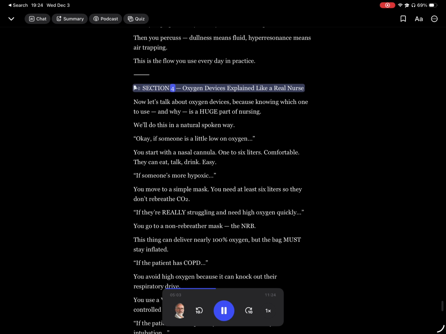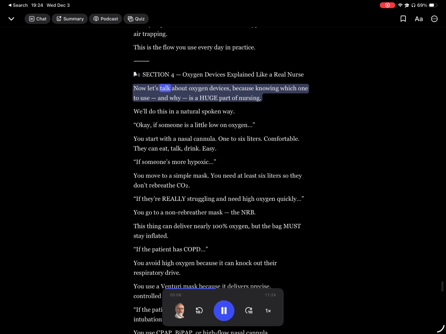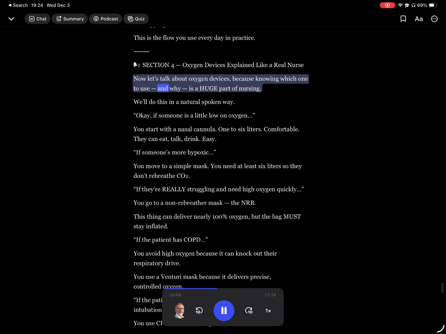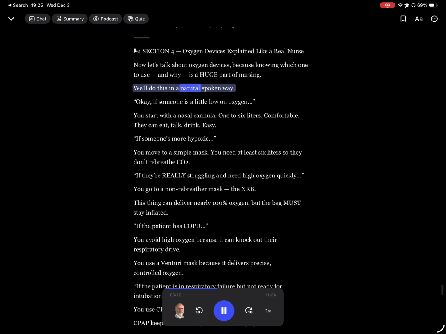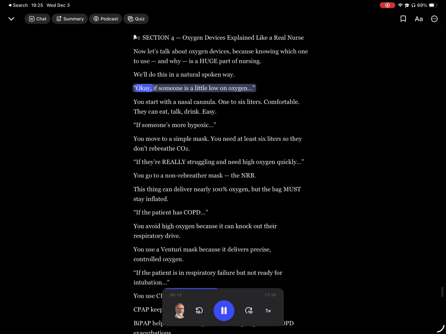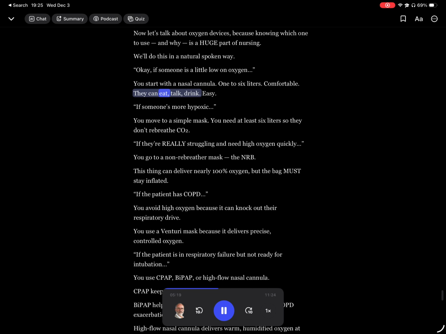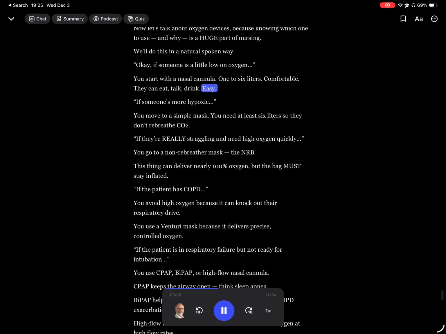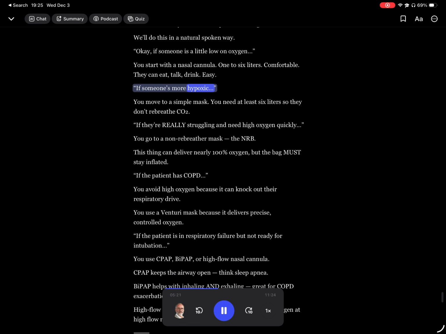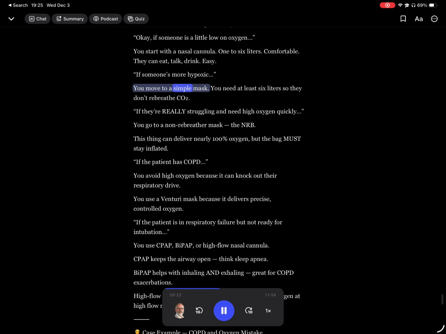Section 4. Oxygen devices explained like a real nurse. Now let's talk about oxygen devices, because knowing which one to use and why is a huge part of nursing. We'll do this in a natural spoken way. Okay, if someone is a little low on oxygen, you start with a nasal cannula, 1 to 6 liters. Comfortable. They can eat, talk, drink. Easy. If someone's more hypoxic, you move to a simple mask.